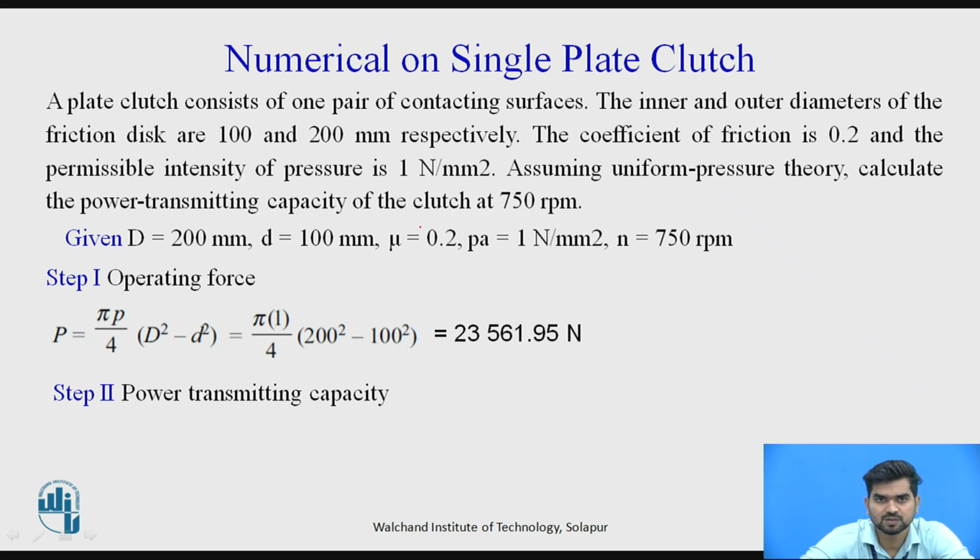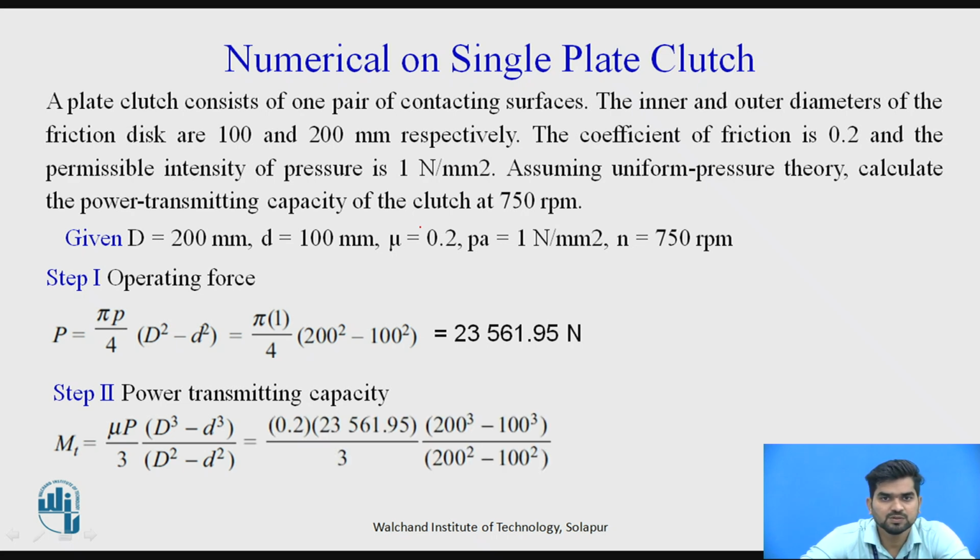Then in step 2, you can calculate directly the power transmitting capacity, that is the required question. So already we know the value of Mt, that is the torque transmitting capacity, by considering the uniform pressure theory. The equation is mu into P by 3 in bracket D cube minus d cube divided by D square minus d square. So by referring to this equation, just put down the values, you will get the total amount of torque, that is 366519.22.